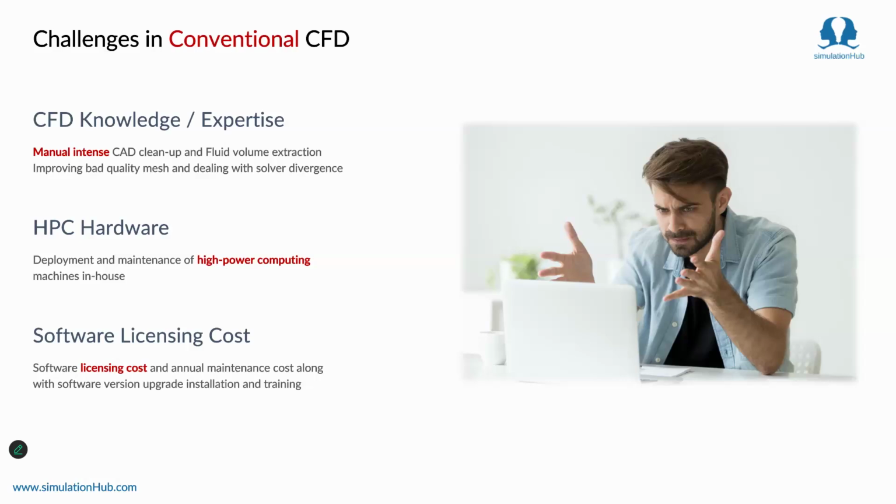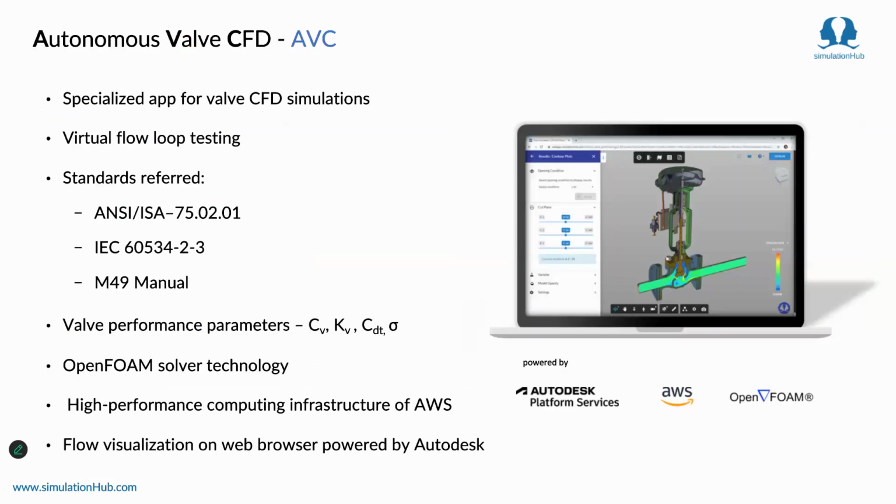This is where autonomous valve CFD comes in. It's a specialized CFD platform, CFD tool for virtual flow loop testing. It refers to ANSI ISA 75.02.01 standards that we saw, which are used in actual flow loop testing. So the parameters are tweaked to follow the same procedure, and the output you get from this application is CV, KV, CDT, sigma, which is the incipient cavitation index.